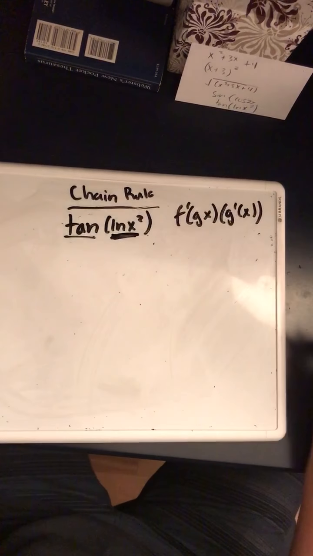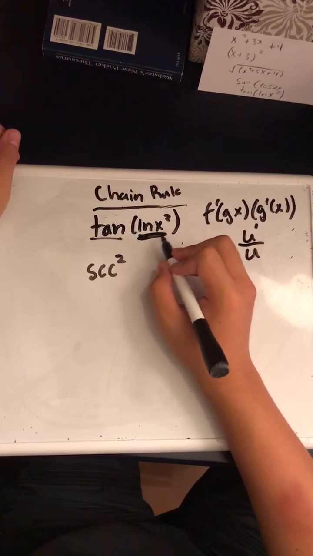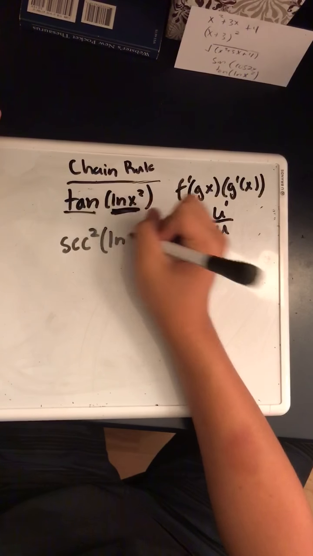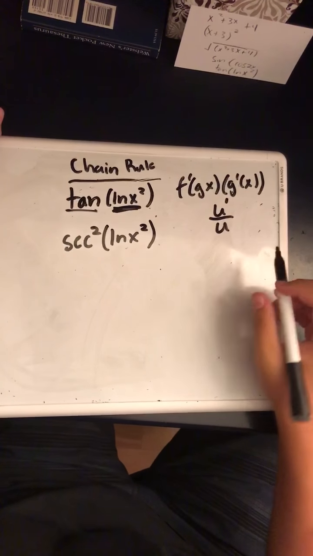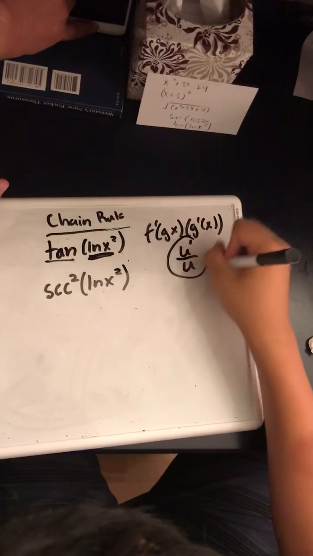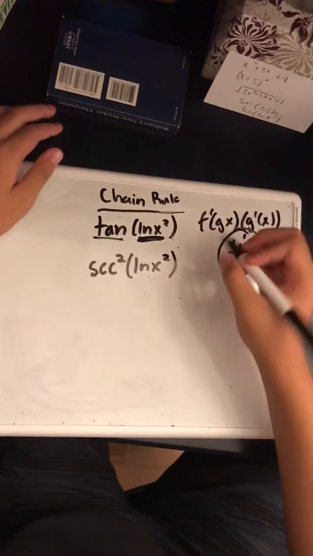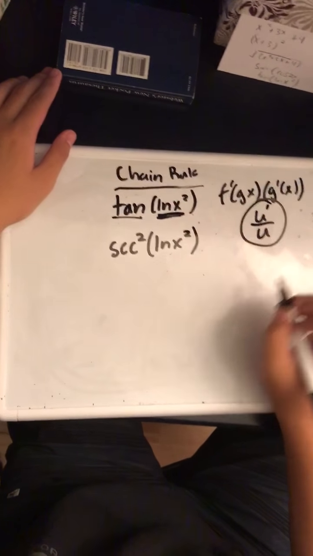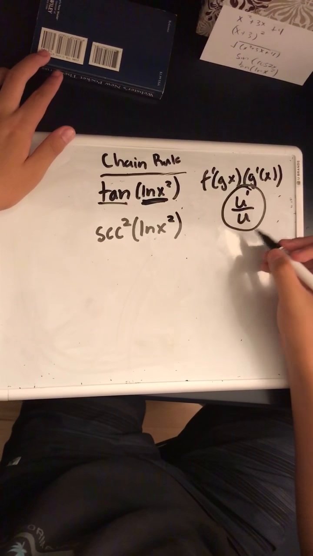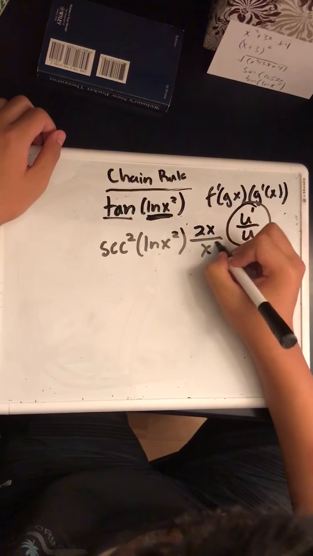But first, we're going to do the chain rule as well. So basically the derivative of tangent is going to be secant squared times g of x, which is just the inside. So we keep ln x squared the same. So now we have to find the derivative of the inside. The derivative of ln x squared, as I said, we would use this formula right here. The u would be x squared. So basically we have to find the derivative of x squared and divide it by u, which is going to be x squared. So the derivative of x squared would be 2x divided by x squared.